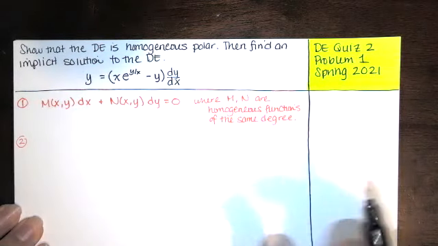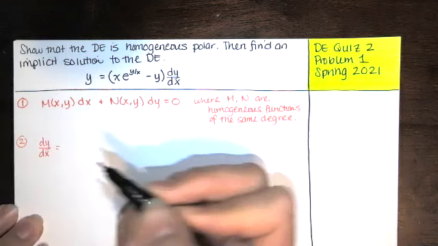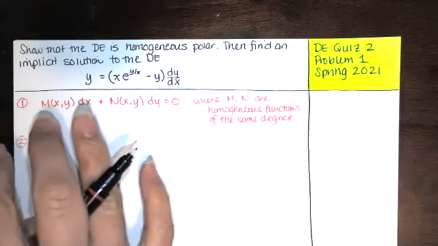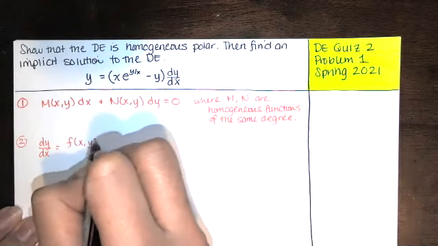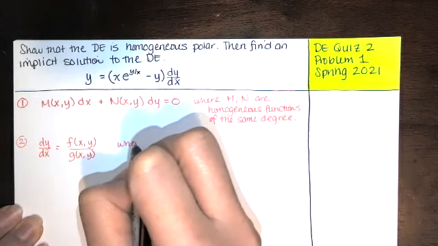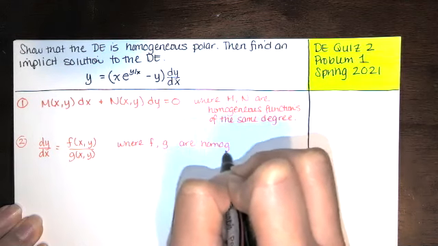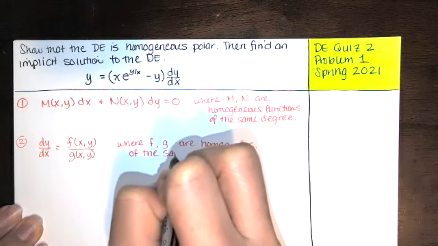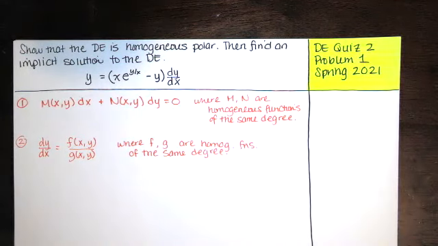Now, if I take this equation and I rearrange it so that dy/dx is by itself, and I'm not really worried about these labels, I'm calling that function M and that function N. But if I write this instead as a quotient of 2 functions f and g, where f and g are homogeneous functions of the same degree, then the differential equation is homogeneous polar.